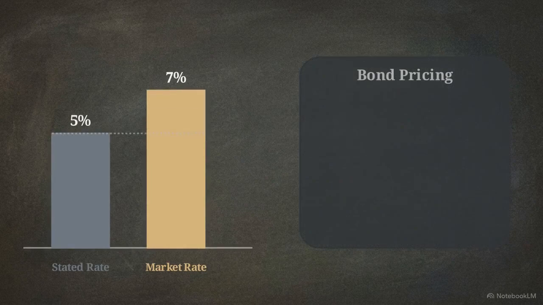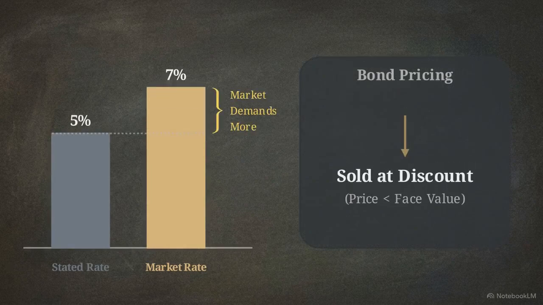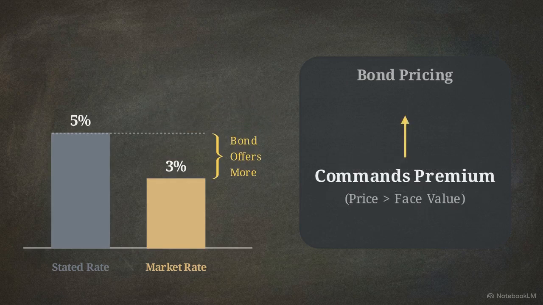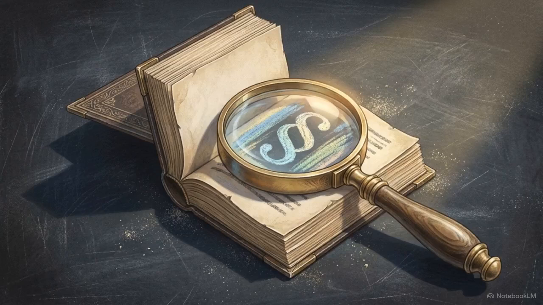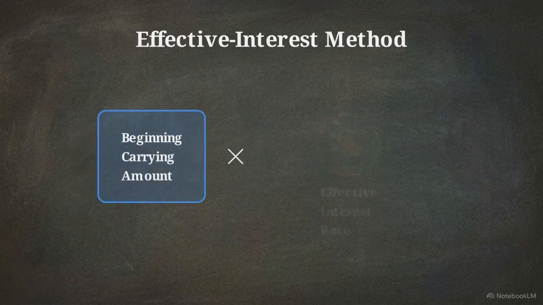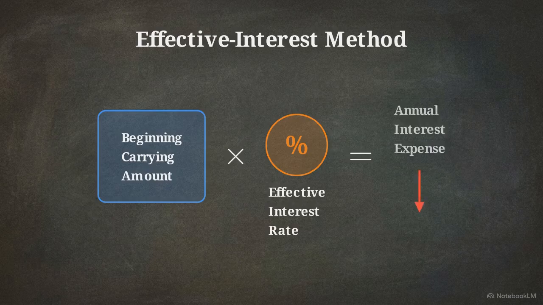If the market demands a higher return than the bond offers, the bond must be sold at a discount. If the bond offers more than the market demands, it commands a premium. To reconcile this upfront discrepancy over the lifespan of the bond, accounting standards require the use of the effective interest method. This method relies on a strict statutory formula. The company's annual interest expense is calculated by multiplying the bond's beginning carrying amount by the effective market interest rate from the day it was sold.